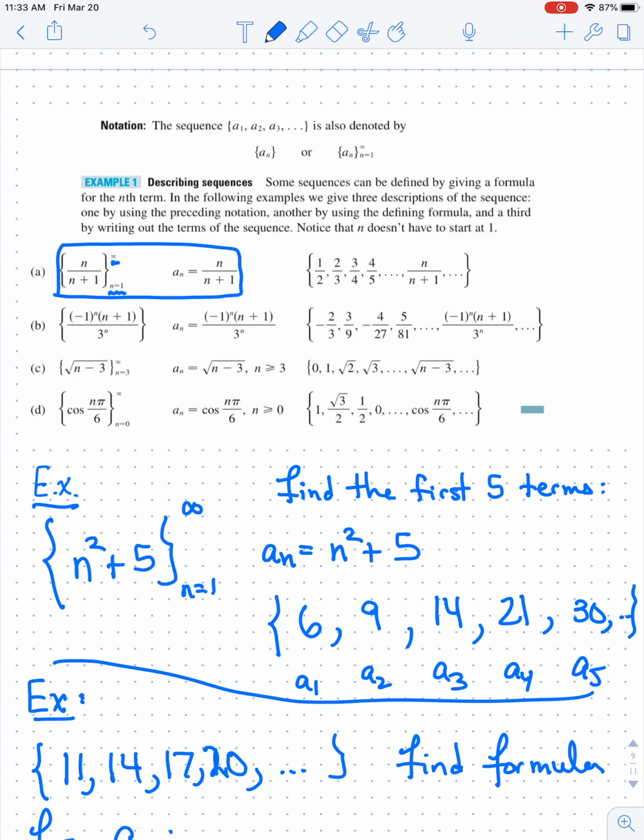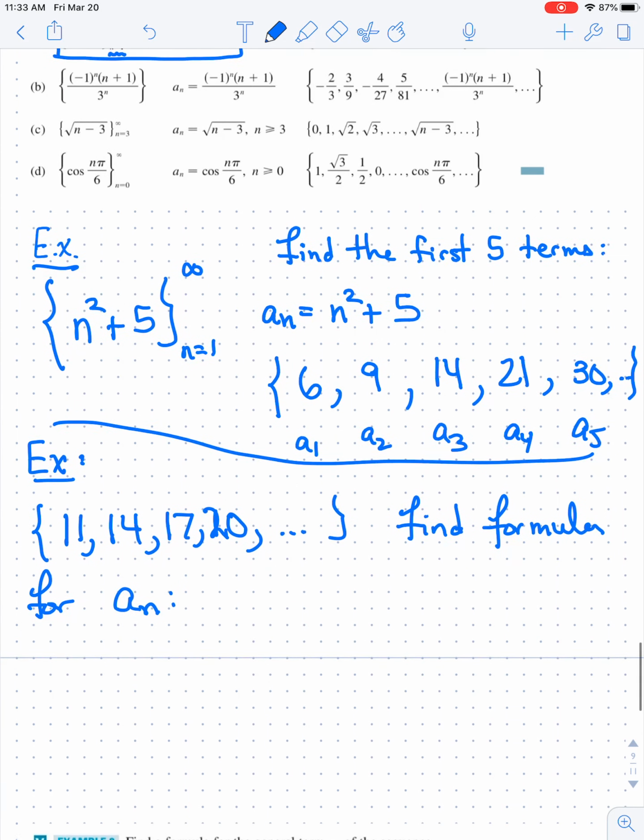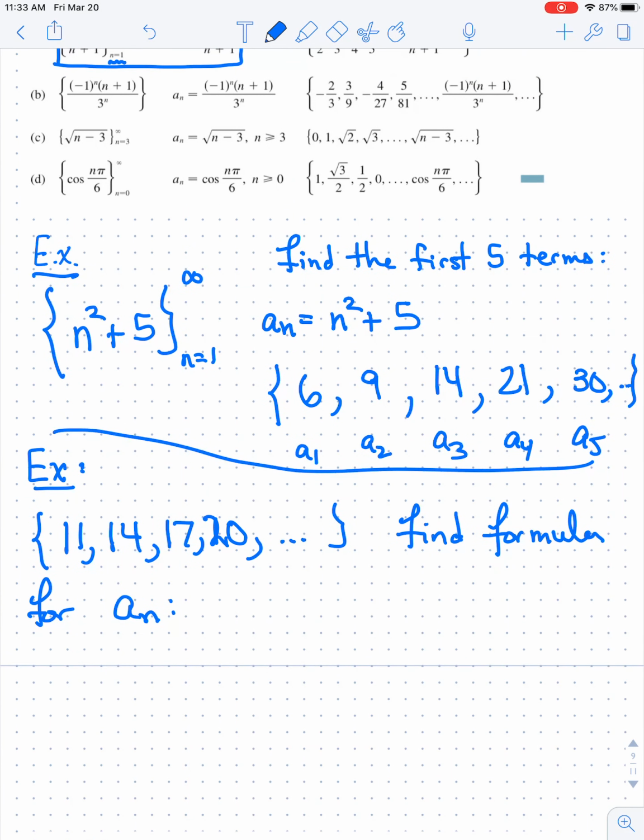Sometimes we have to go backwards, and I think you have a few problems on your homework where you have to do that. So I wanted to solve a few of those. Let's do one here. Here's a sequence. We're given the first few terms of it, and we're asked to find a formula for the nth term, an. So I look at it and say, what's the pattern? Well, I have 11, 14, 17, 20. It keeps going. It looks like it goes up by 3 each time. It looks like I'm adding 3.